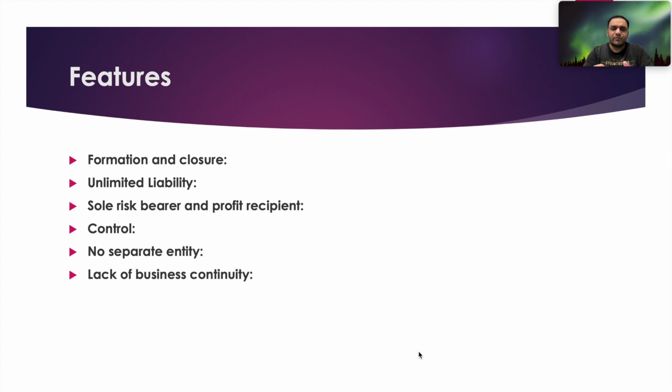Now, formation and closure: easily you can start, easily you can close. Unlimited liability: if you have taken debt, you have to pay it back anyway. Sole risk bearer and profit recipient, so you are the one who will enjoy the whole profit and suffer the whole loss. Control belongs to you. It's a liberty that whatever I want to do I can do, whatever decision I want to take I can take. No separate entity. Like in a joint stock company, owners and the company have a separate legal entity. Here, the business is linked with the owner, the one who is operating. So there is no separate legal entity. Lack of business continuity, so it is not a continuable business. When you die, it will stop.